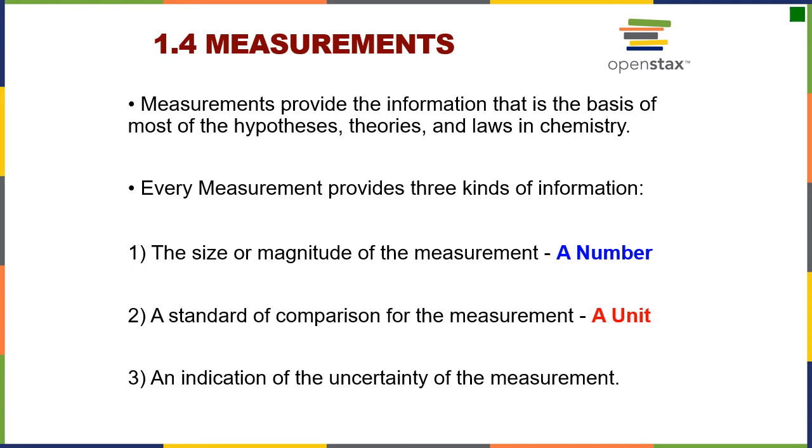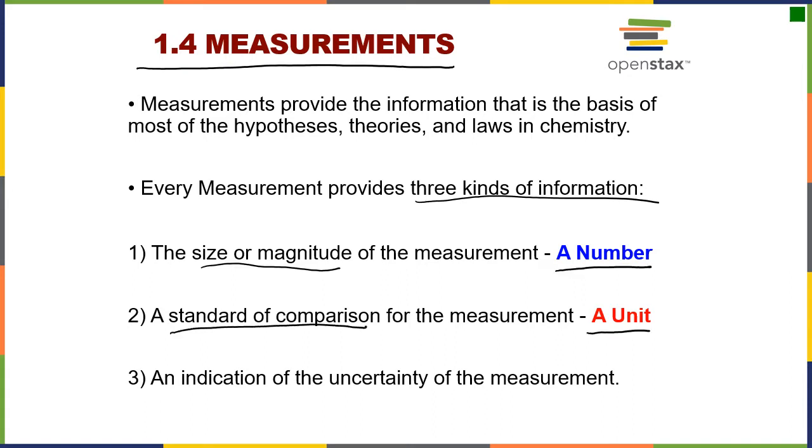All right, let's consider making measurements. Pretty much everything we have to do in chemistry is going to be done in the lab. And if we're going to do stuff in the lab, we are going to have to make measurements. Now, each measurement provides three types of information. It provides a size or magnitude of the measurement, which is the number. It provides a standard of comparison for it, which is the unit.